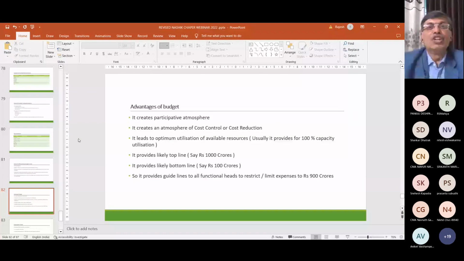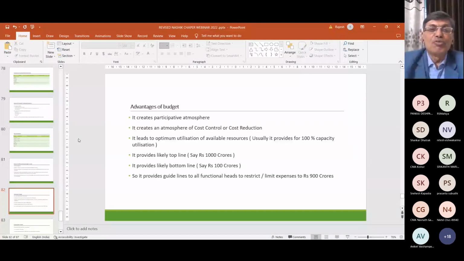If the expenses are met, it is cost control. But if the expenses are reduced, it is cost reduction. So budget can be both cost control and cost reduction, depending on how the management takes its approach towards the budget. It leads to optimum utilization of available resources.